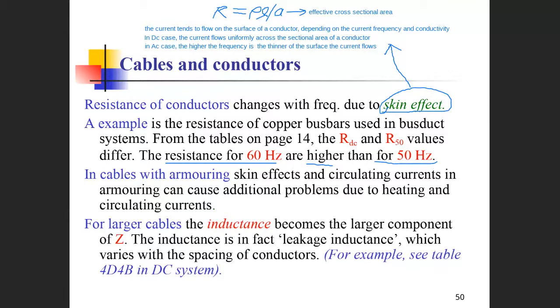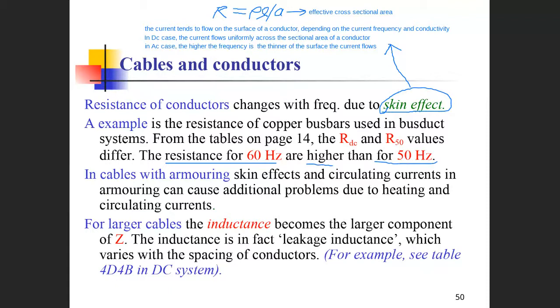Similarly, this is skin effect. So in cables with armour, skin effects and calculating, the currents in the armour can cause additional problems due to the heating and circulating currents. So for large cables, the inductance becomes the larger component of the impedance. The inductance is the leakage inductance.